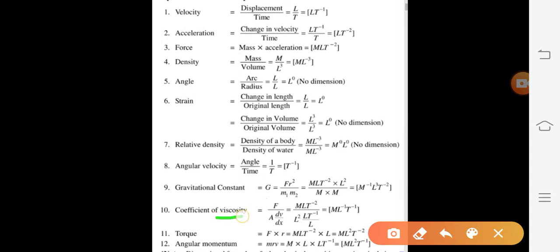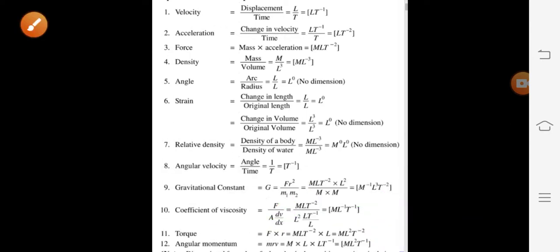Similarly, coefficient of viscosity is force upon area into velocity gradient. This is velocity gradient dv by dy. We will discuss in the next classes what is velocity gradient. So now we only have to know the dimensions. So put all the dimensions here and solve, we get the dimensions.